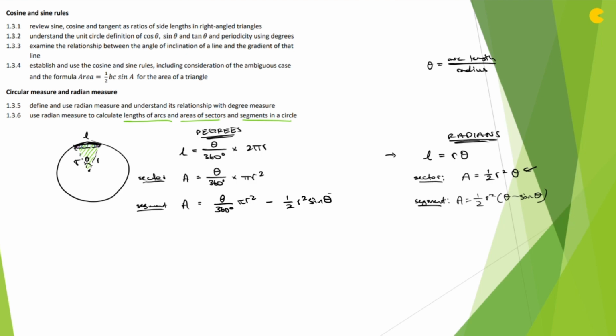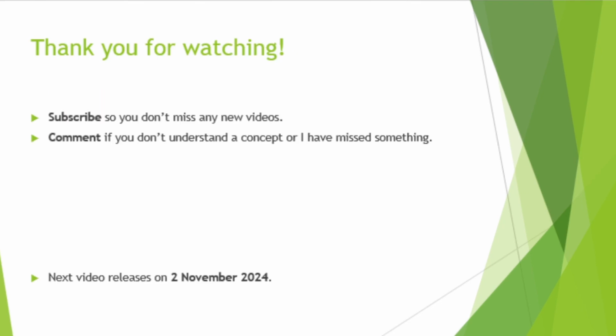Okay, cool. So we've had a look at the cosine and sine rules to find sine, cosine, and tangent in terms of the unit circle definition. Had a look at some of those rules. We've had a look at circular measure, introduced the concept of a radian. And then we've also used radian measure to calculate lengths of arcs and areas of sectors and segments in a circle. And so that is us done.